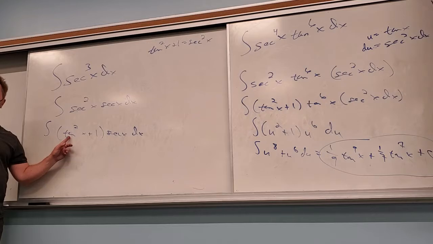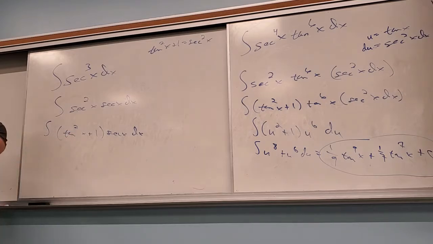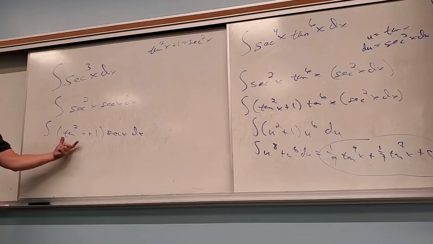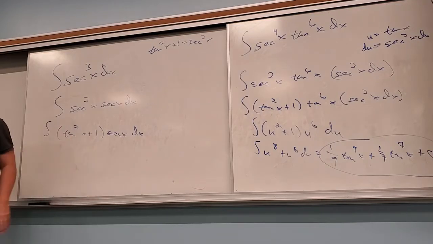If u is tangent, du is secant squared x. Yeah, secant squared x. Sorry, I was thinking tan squared. No, you're okay. Using tan squared would be even a little worse. If you use secant, then you'd get tangent secant, which you don't have for tangent. All right, so let's back up.